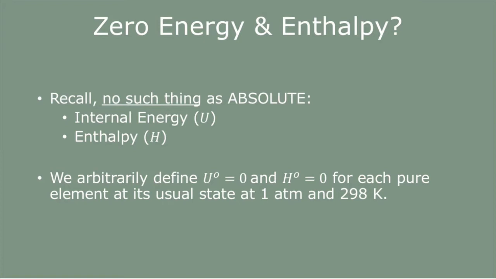Finally, on this slide, just a reminder that there's no such thing as absolute internal energy or enthalpy. Here, absolute means like you're starting from zero and that there's a definite amount. We arbitrarily define U naught, that's internal energy, to be zero, and H naught to be zero for each pure element at its usual state at 1 atmosphere and 298 Kelvin, which is SATP, standard atmospheric temperature and pressure. So now that we have reviewed everything, let's move on to the new material.